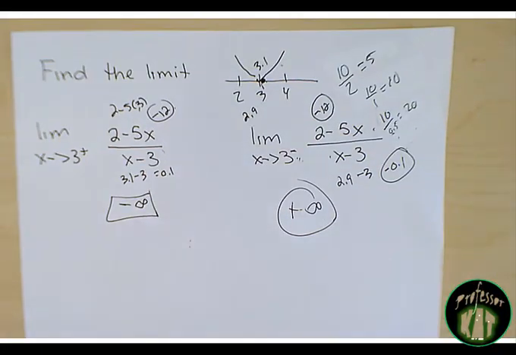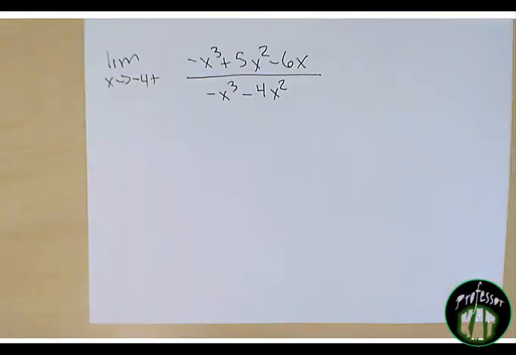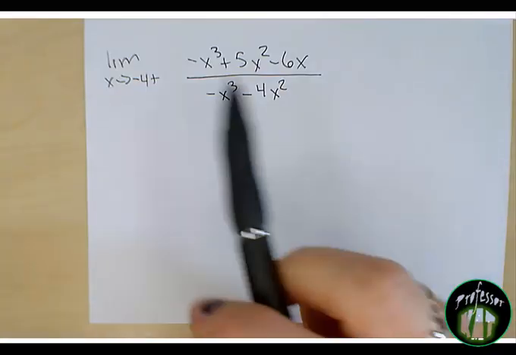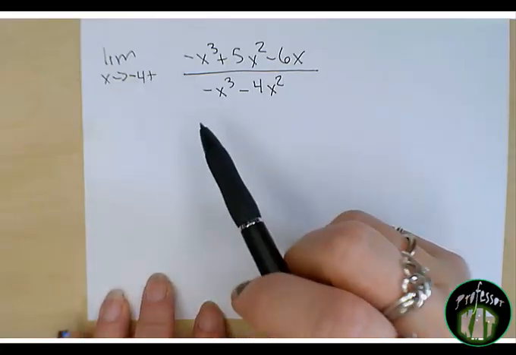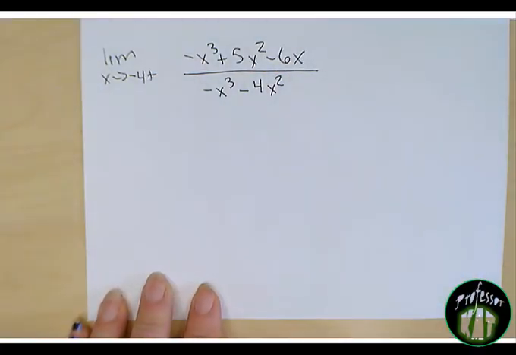All right, so let's talk about how do we find the limit as x approaches negative 4 from the positive side of the following function here.